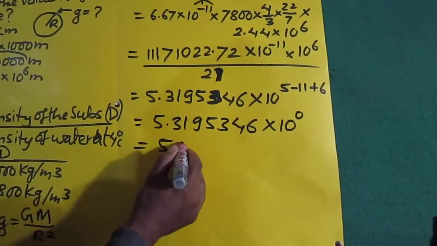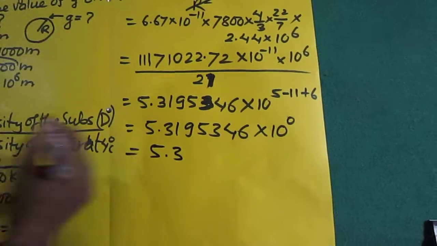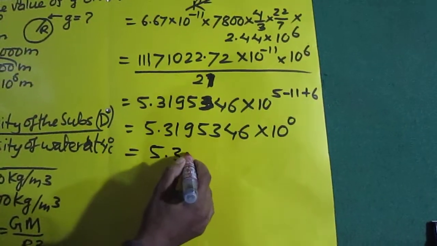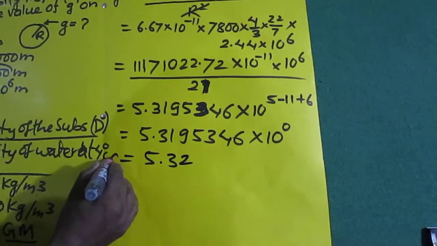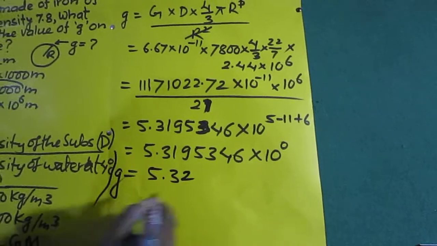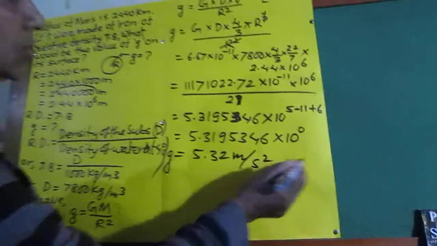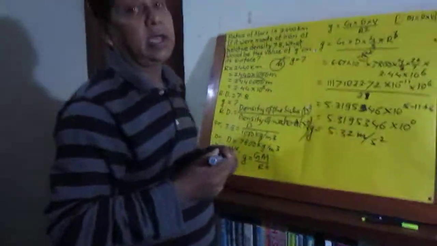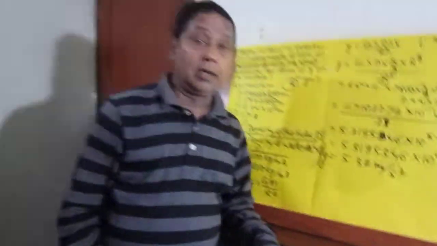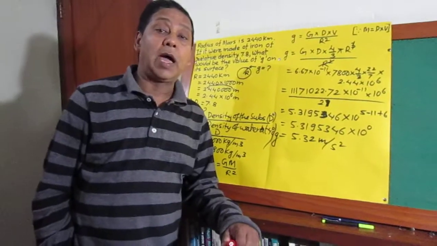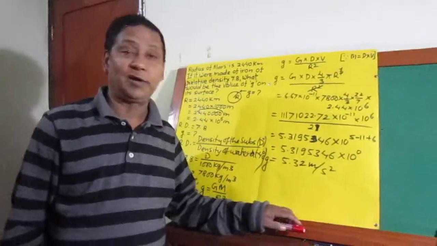Instead of writing many digits after the decimal, I can put 2, and therefore g is equal to 5.32 meter per second square. This way we can solve this numerical, and lastly we got the value 5.32 meter per second square.